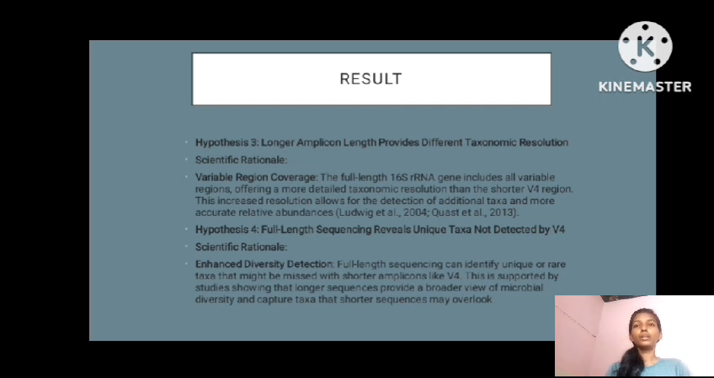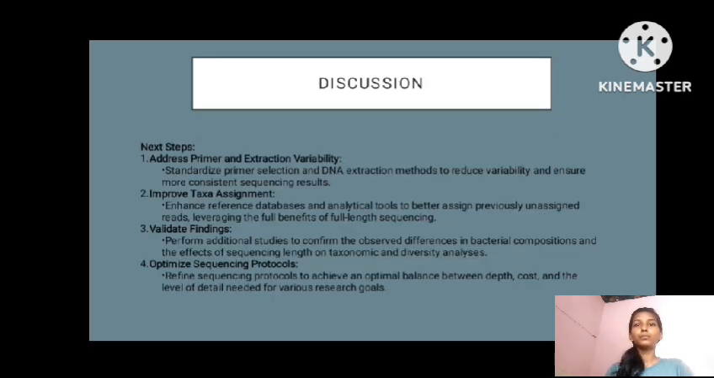Fourth, full length sequencing revealed unique taxa not detected by V4. The full length sequencing can help provide a broad view and detect unique or rare taxa that short amplicons like V4 might miss, giving a more comprehensive view of microbial diversity.